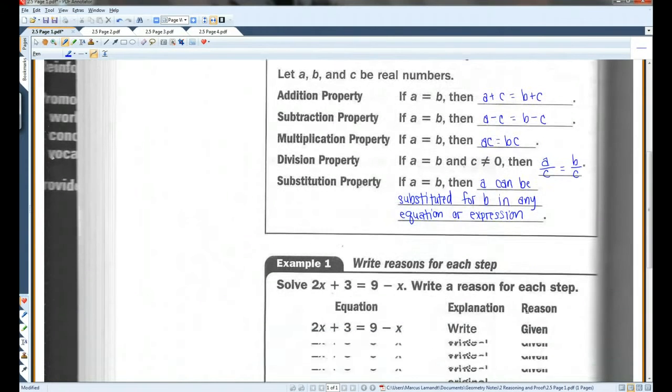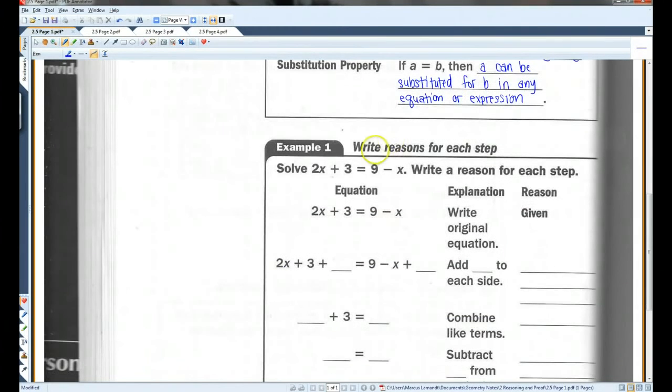Okay, so for example, solve this equation and write the reason for each step. So if we're given this, we could add x to both sides to get rid of the negative x, and this would be the addition property of equality. That would make this go away, and we're left with 3x plus 3 equals 9. That's because 2x plus x equals 3x. We're combining like terms. The reason, you could just say simplify.